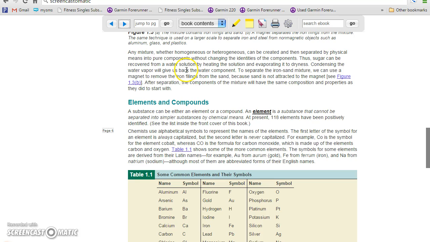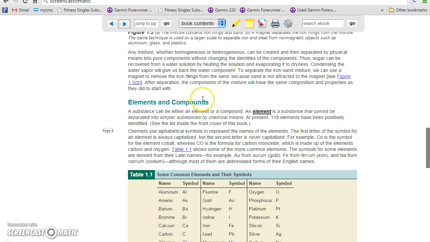To separate the iron-sand mixture, we can use a magnet to remove the iron filings from the sand because sand is not attracted to the magnet. Good point, and that's such an easy separation. After separation, the components of the mixture will have the same composition and properties as they did to start with. I wonder if Chang, like me, does a lab like that, where they separate a mixture, and using a magnet is such a sweet way to just pull out pure substances.